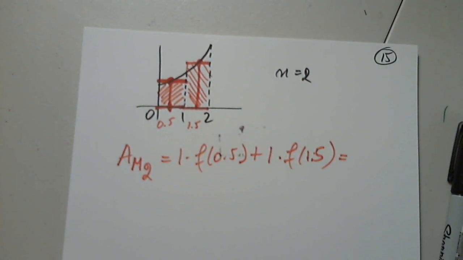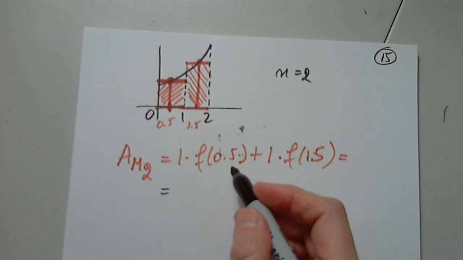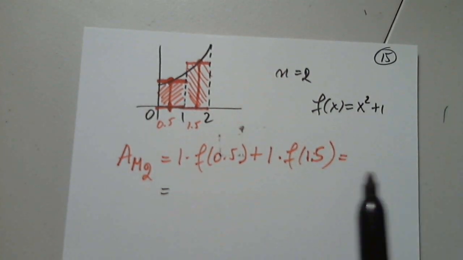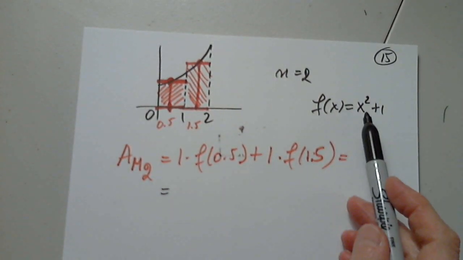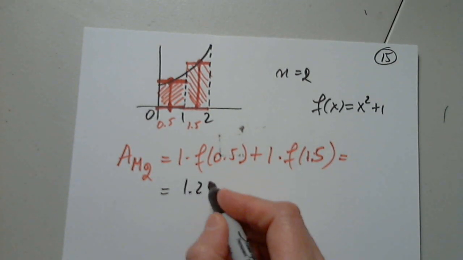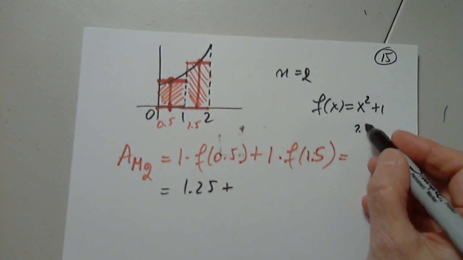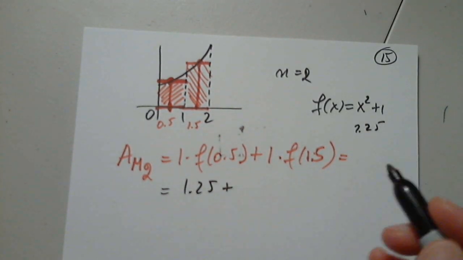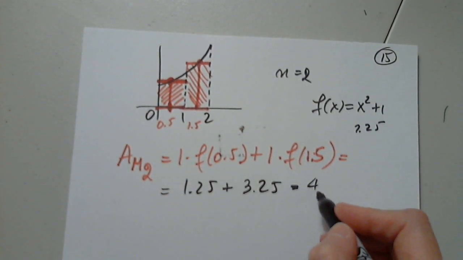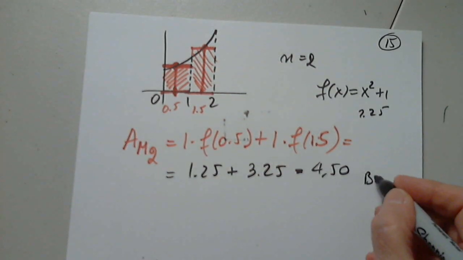So what do we have? f, so the function was again x squared plus 1. So 0.5 squared is 0.25 plus 1, 1.25, plus 1.5 squared is 2.25 plus 1, 3.25. So 4.5. Of course, this is the best estimate.